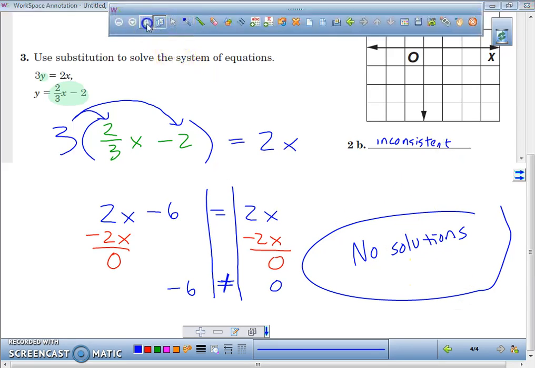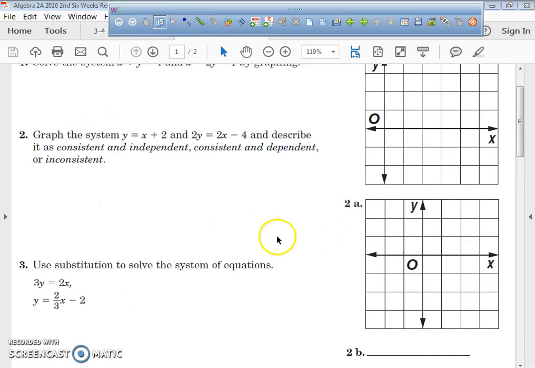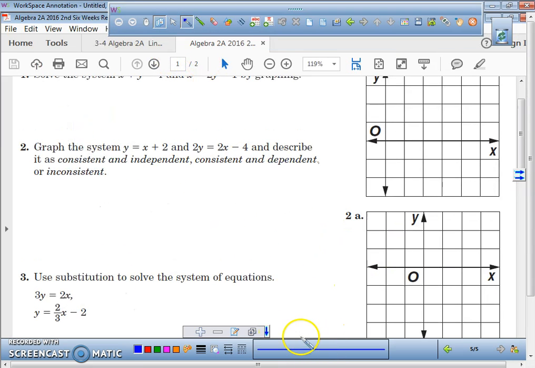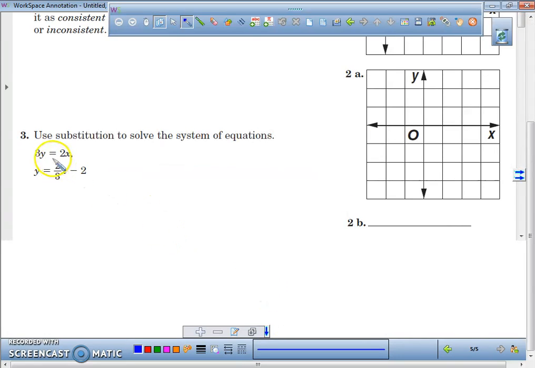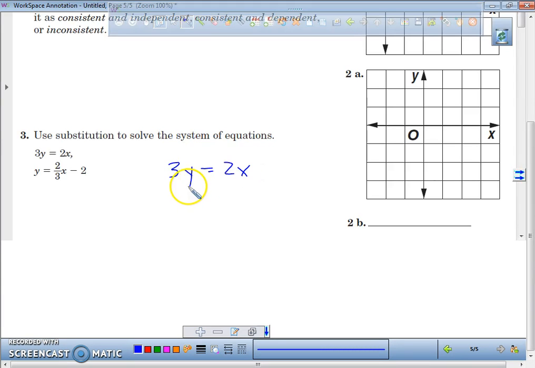Now, let me show you a different way of looking at this. Okay? Maybe this will make even more sense. Do you guys see right here on problem 3? I know we already did problem 3. It's no solutions. But you see right here we have 3y equals 2x. Look what happens when I divide both sides by 3.